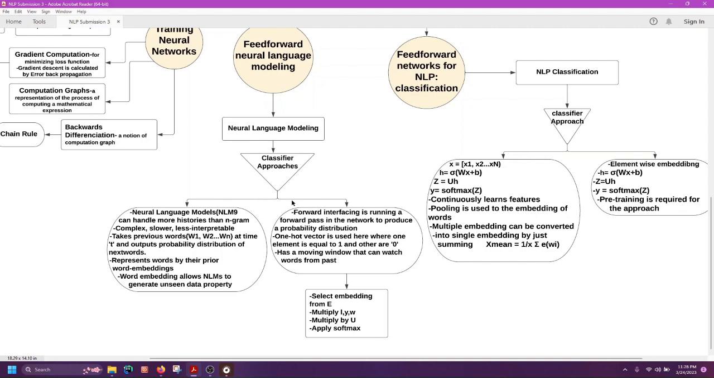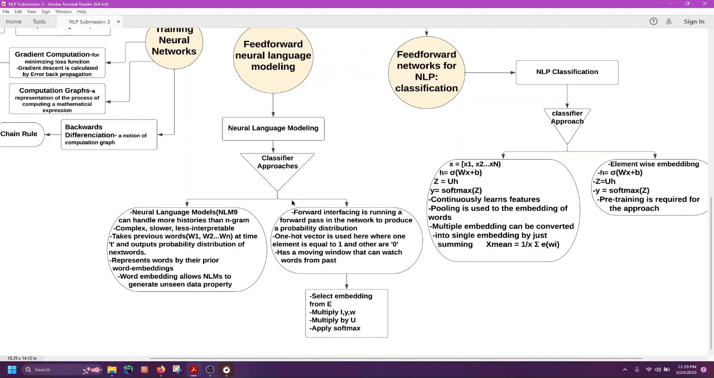In this case, next words, we first represent each of the n previous words as a one hot vector v with one dimension for each word in the vocabulary. A one hot vector is a vector that has one element equal to one in the dimension corresponding to the word's index in the vocabulary, while all other elements are set to zero. It has a moving window that can see n words into the past.